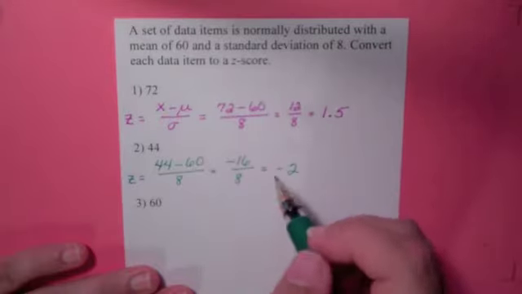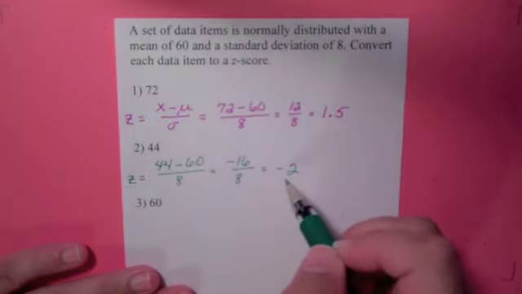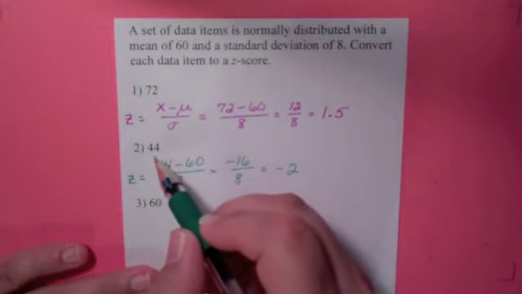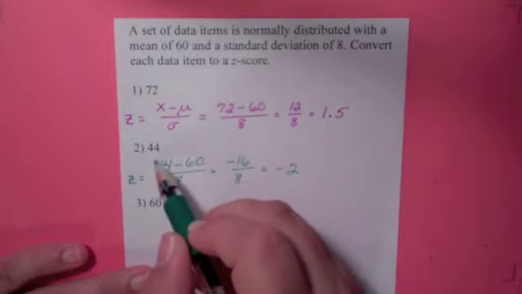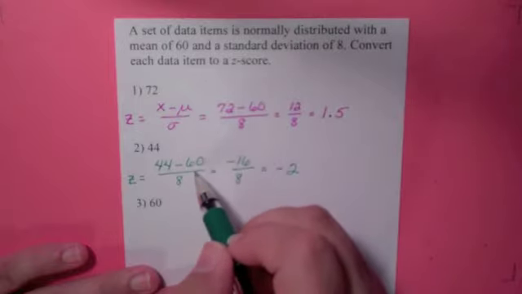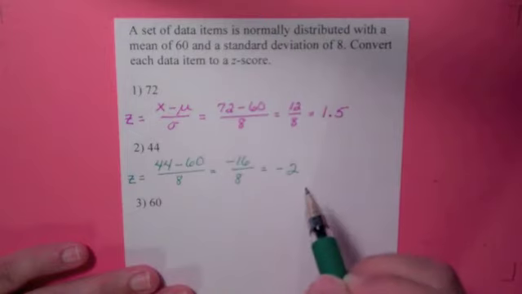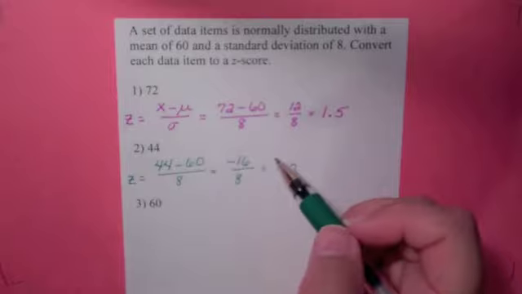So in this case, we converted 44 and we got a z-score that's negative. The negative indicates that this data value is below the mean. And sure enough, 44 is less than 60. And we know now that 44 is 2 standard deviations below the mean.